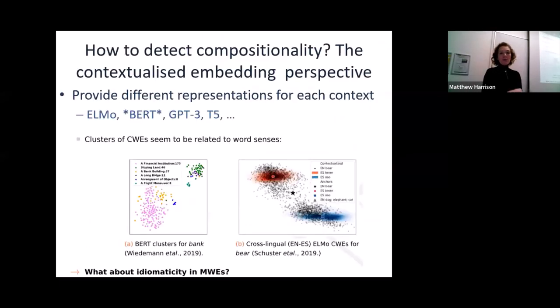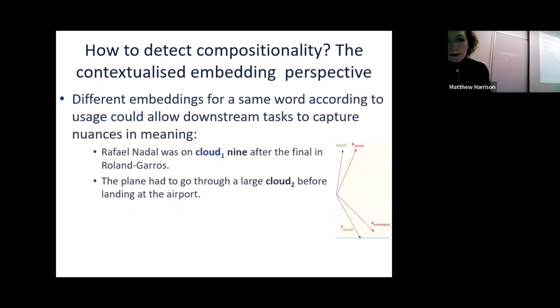And then we decided to check if the contextualized word embedding models were doing better. Because the idea there is that they have dedicated representations for different usages of the same word, and they seem to be quite closely correlated and aligned with the different senses of these words. So we thought, okay, maybe these embeddings are much better at detecting the idiomatic usage versus the literal usage of an expression. And these are models like GPT-2, GPT-3, BERT, all the BERT family.